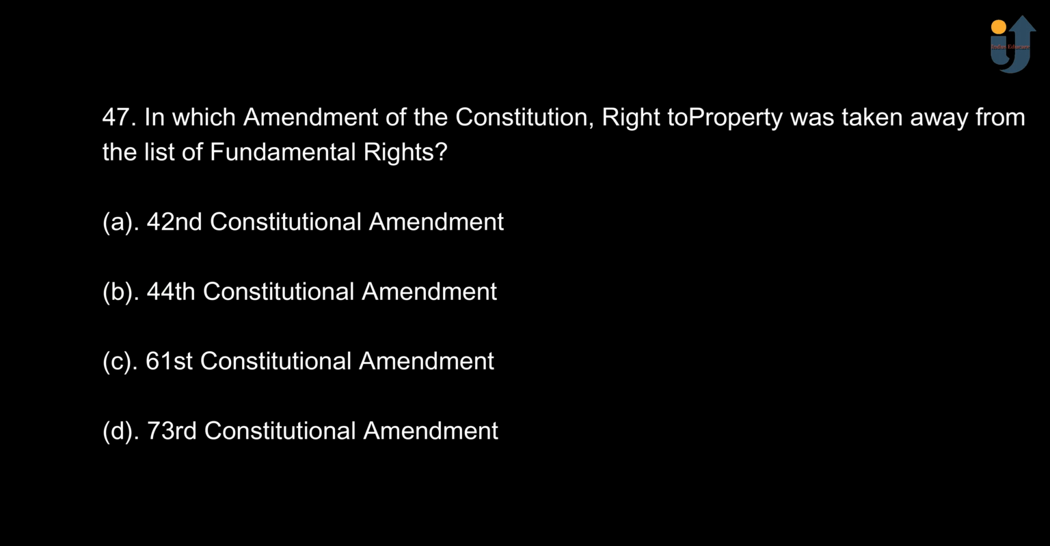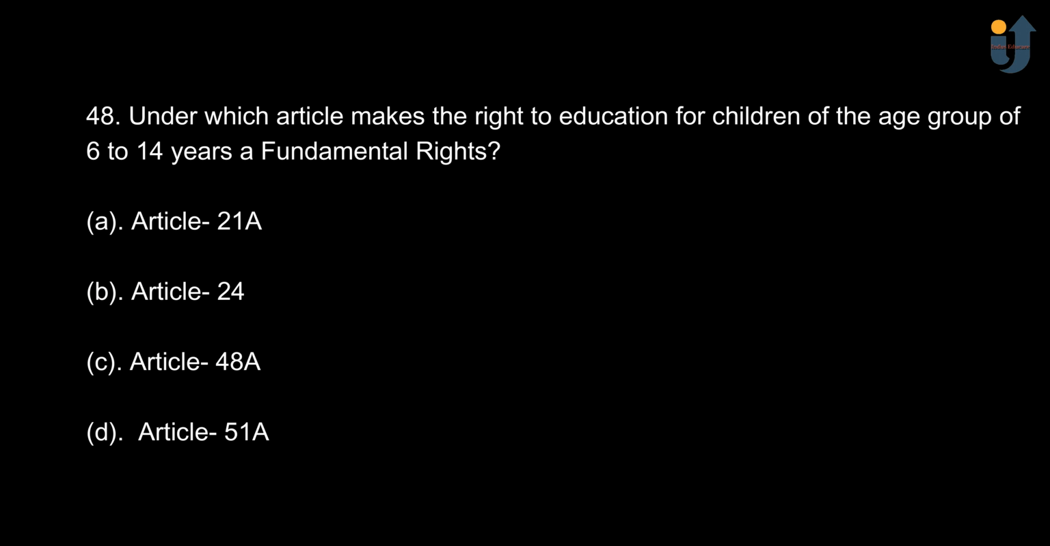Next, which article makes the right to education for children of the age group of 6 to 14 years a fundamental right? Option A, Article 21A. Option B, Article 24. Option C, Article 48A. And option D, Article 51A. The correct option is option A, Article 21A.